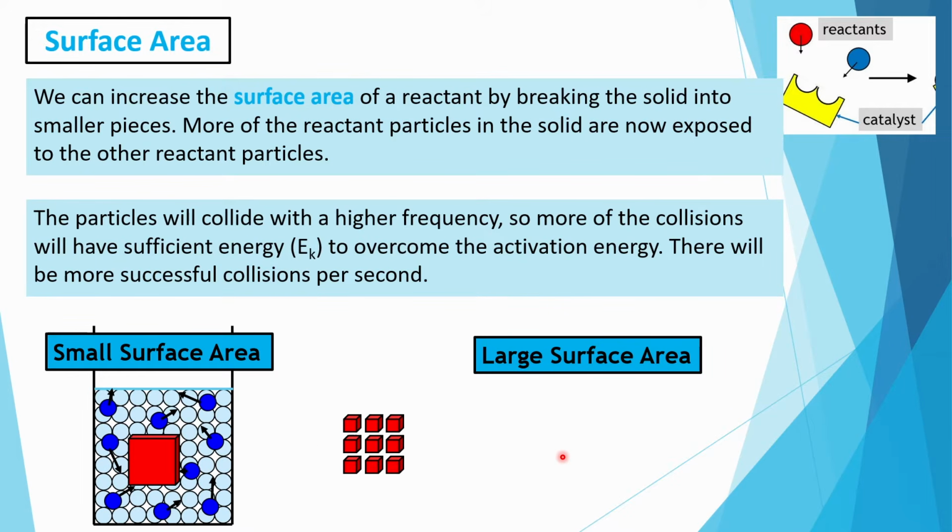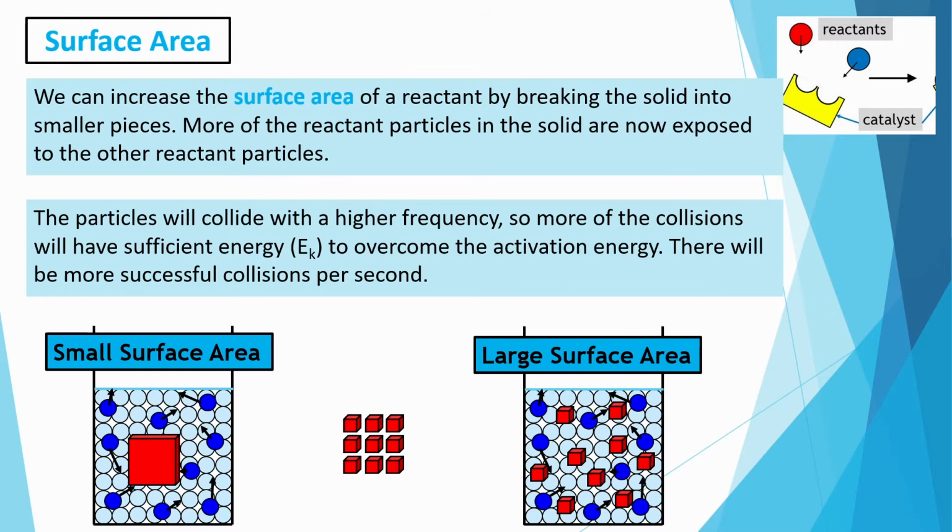Because of that, we're going to have more frequent collisions of the reactant particles with the substance that we have. Now we have the exact same mass, the same number of moles of substance, we just have more surface area. Now the particles will have a higher frequency of collisions.